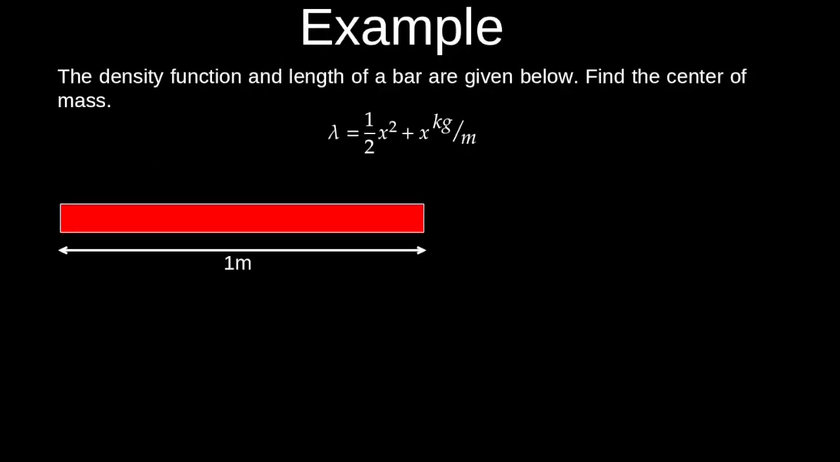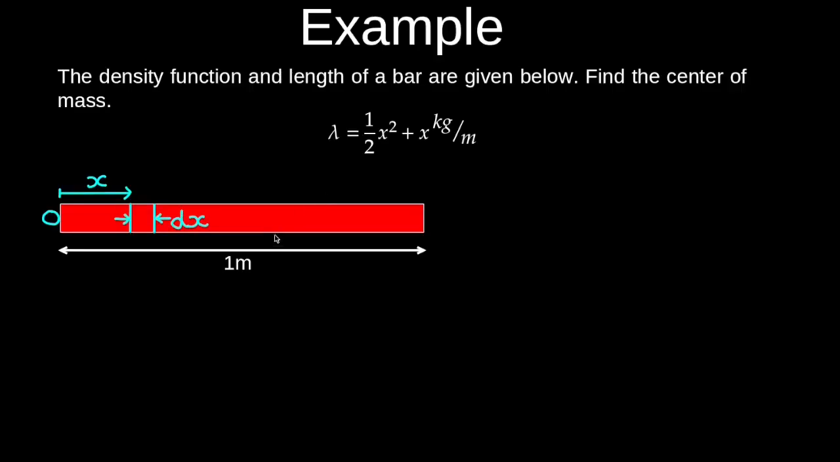The density function and the length of a bar are given below. Find the center of mass. So let's take our origin at the left of the bar and draw our mass element, which is at some distance x from the origin, and has an infinitesimal width dx.